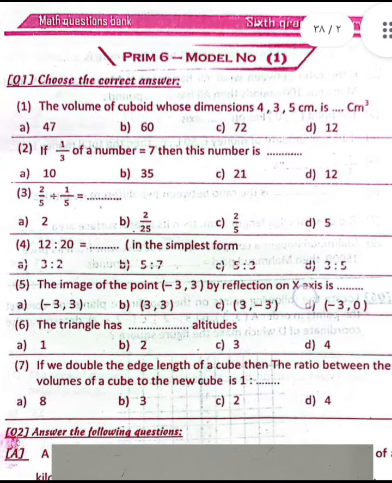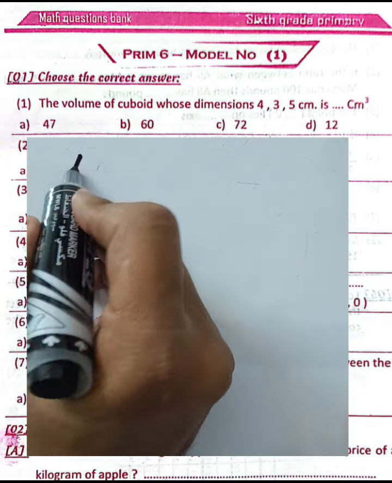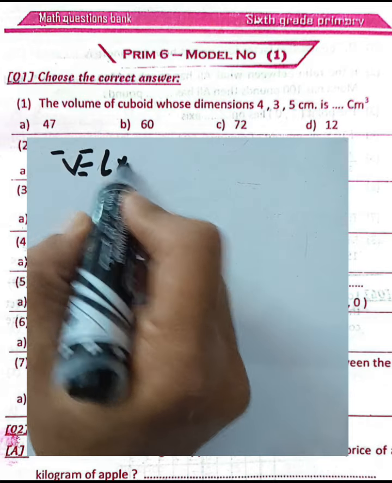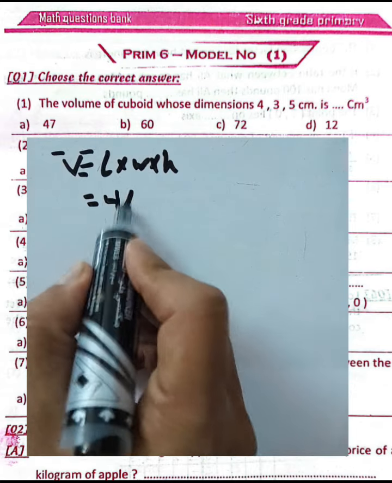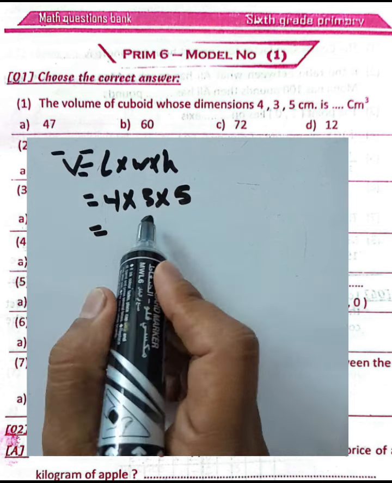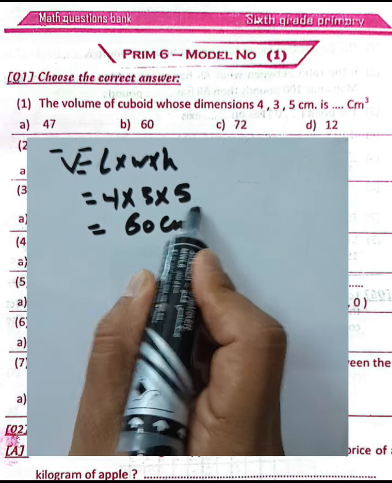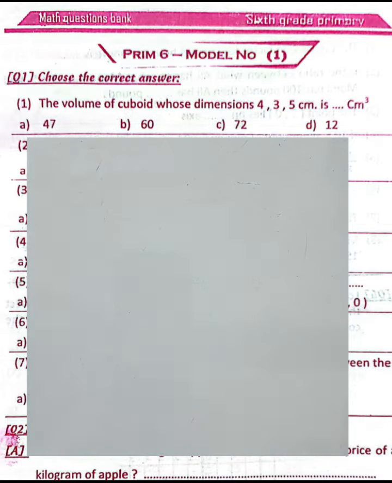Choose the correct answer. The volume of a cuboid whose dimensions are 4, 3, 5 centimeters. The volume equals length times width times corresponding height. 4 times 3 times 5. 4 times 3 equals 12. 12 times 5 equals 60 cubic centimeters. It's the volume.